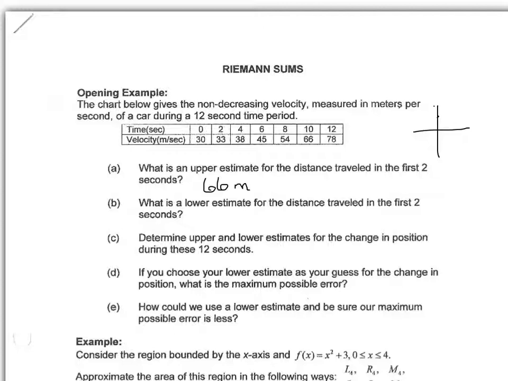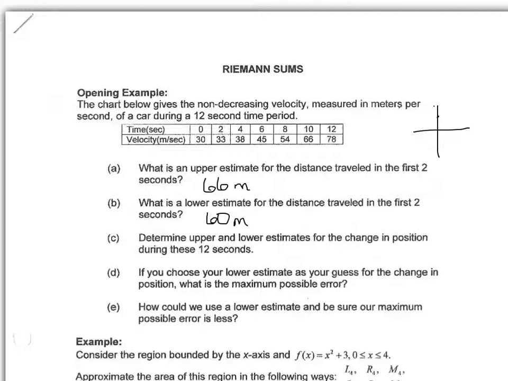60. Because it could be that they're going 30 all the way up through time equals 2, and then it jumps to 33. All right, so the lower estimate is 60 meters. The upper estimate is 66.